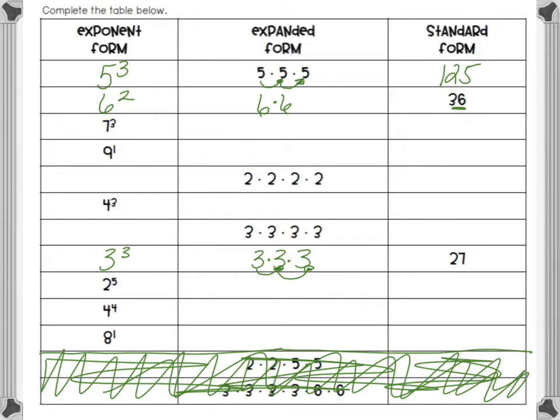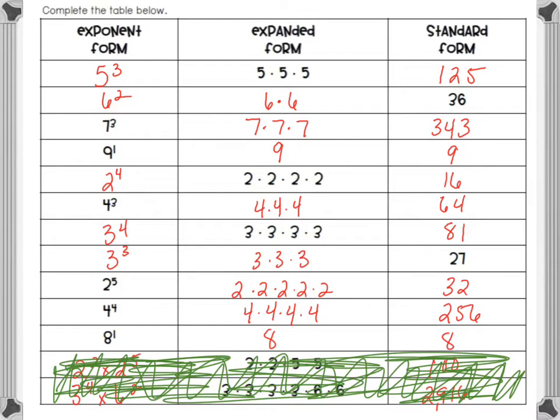I want you to pause the video, fill in the rest of this table, and then replay it to check your work. Make sure you pause. All right, check your work. If you missed any of these, fix it, so that way you know that you are going to understand your notes and have good, accurate notes.